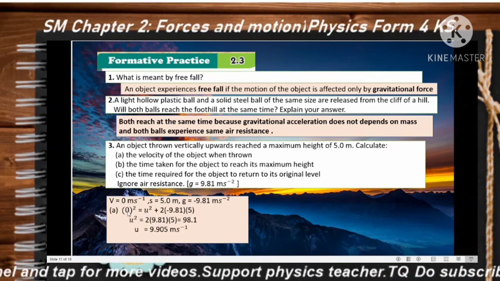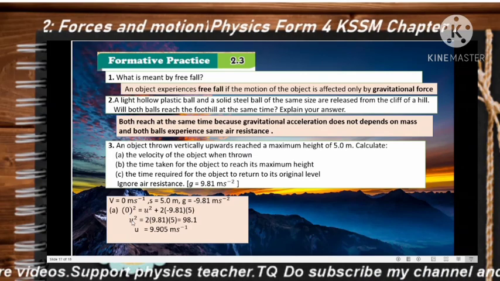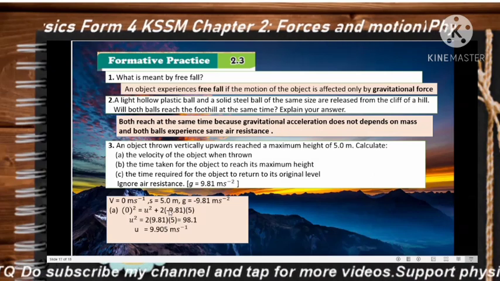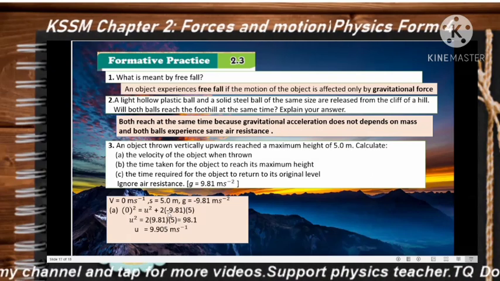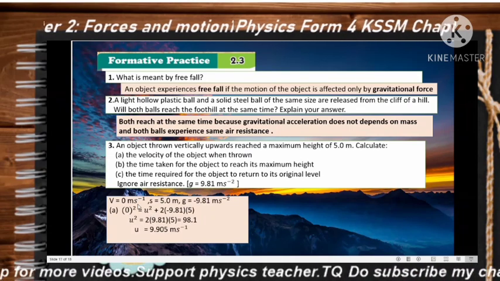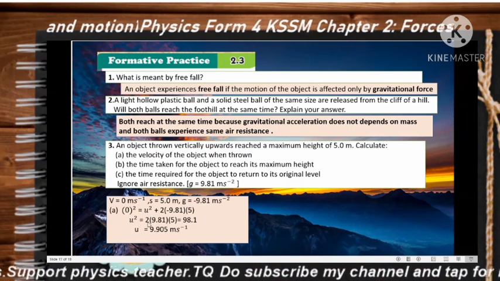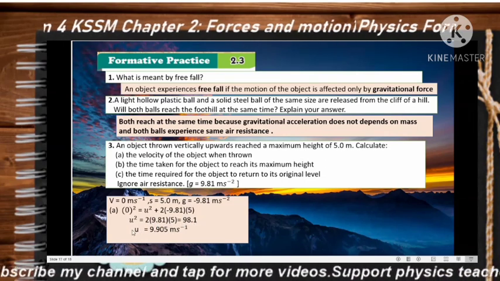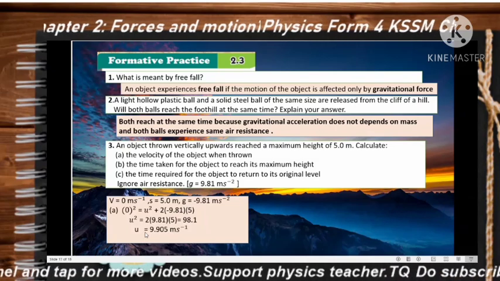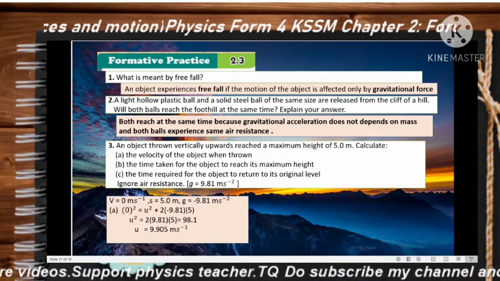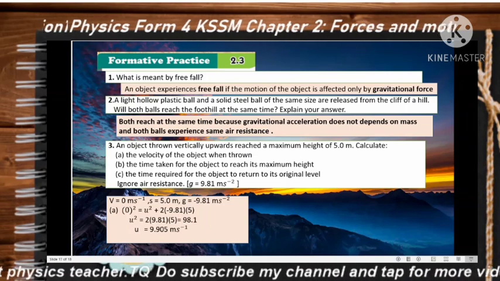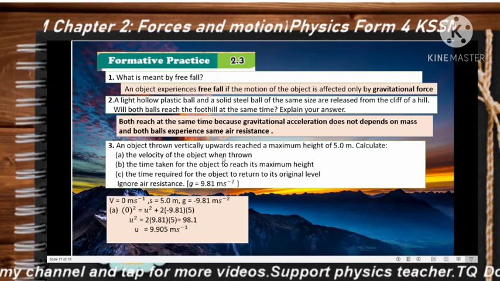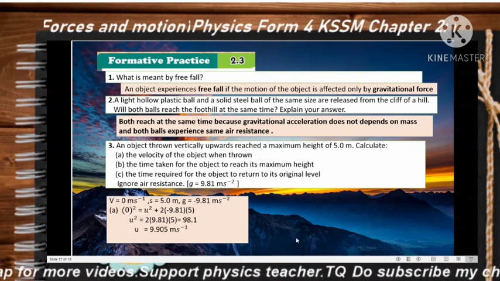The final velocity is 0. Thus we get u squared equals to 2 times 9.81 times 5. Here there's a negative sign. Now I bring it the mathematical operation. So I get u squared equals to 2 times 9.81 times 5. That is 98.1. Thus we get initial velocity equals to 9.905 meters second to the power negative 1. So this one is the velocity of the object when thrown, or we call it initial velocity.